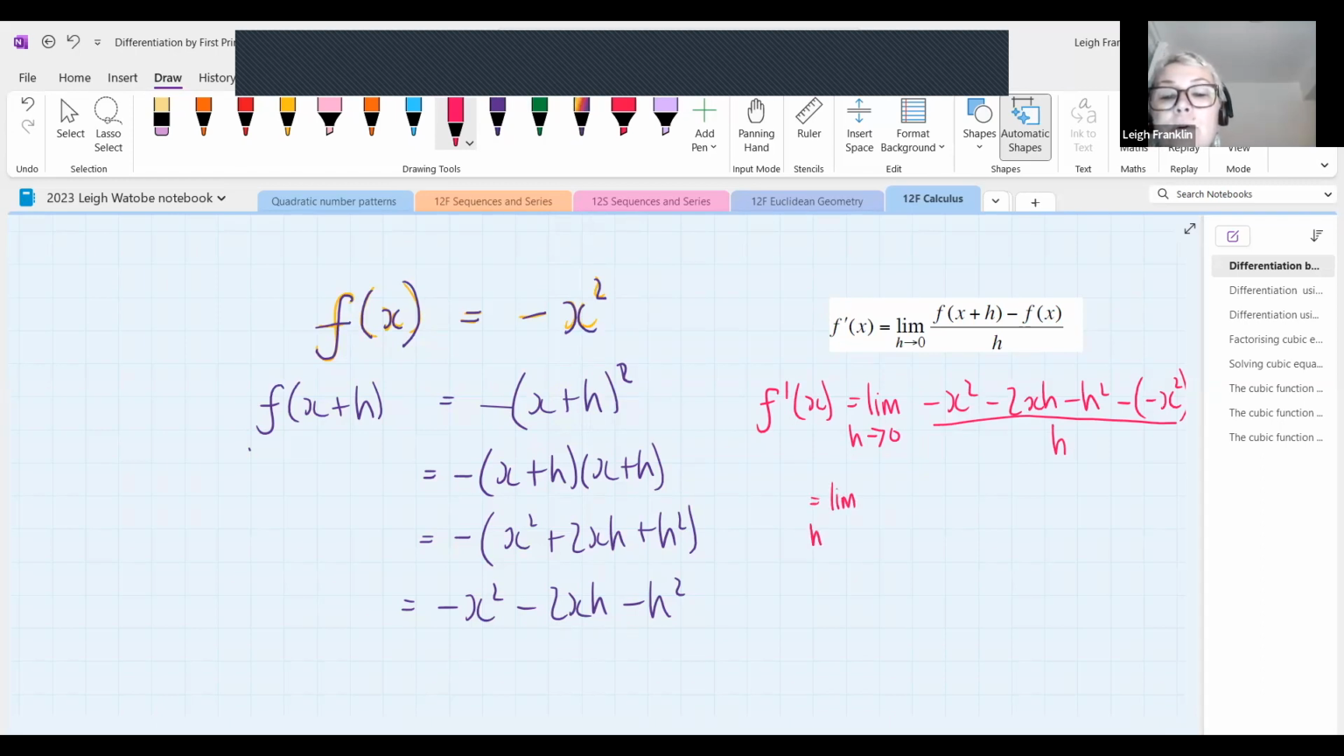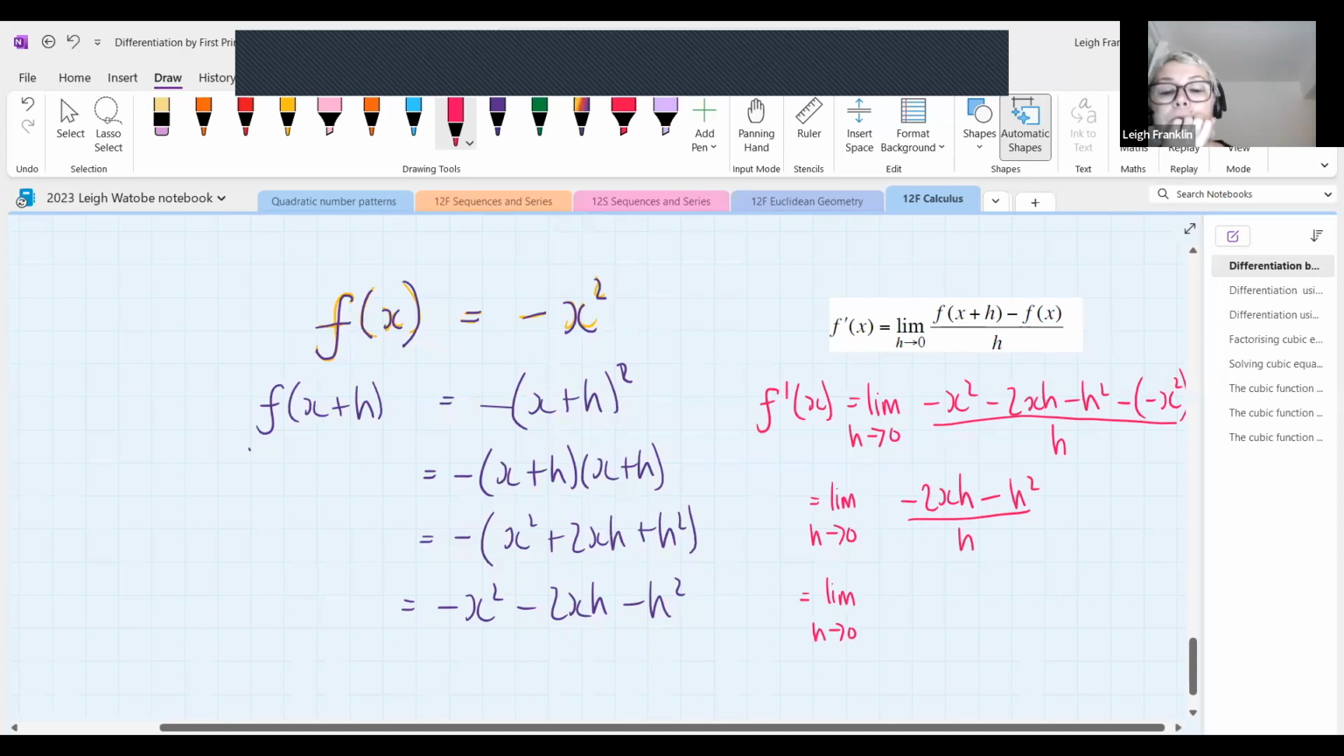Then the negative x squared will cancel the other negative x squared in the bracket. Correct. So what would you end up with here? Negative 2xh minus h squared divided by h. Beautiful. All right, next line, what did you do?